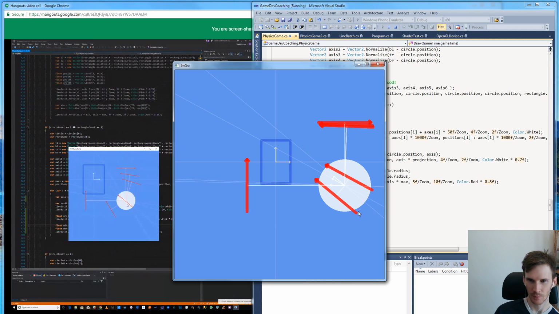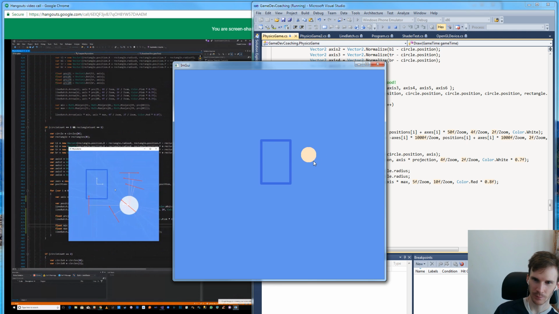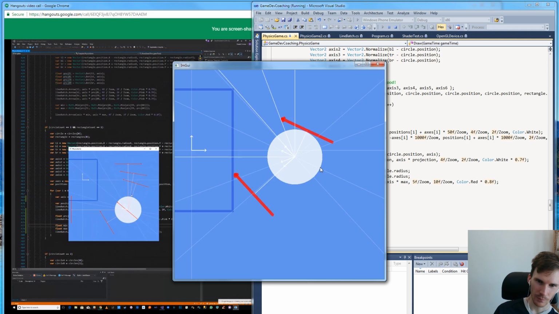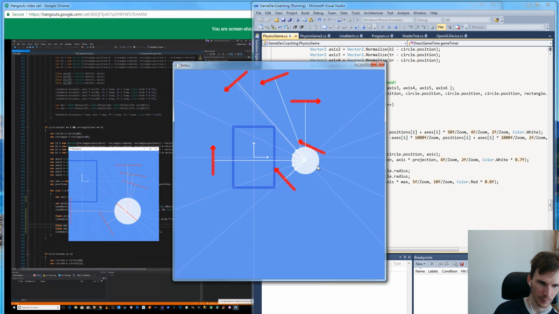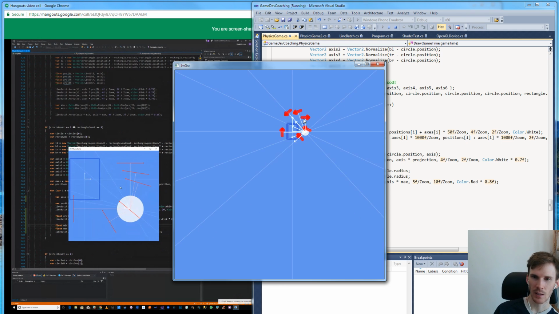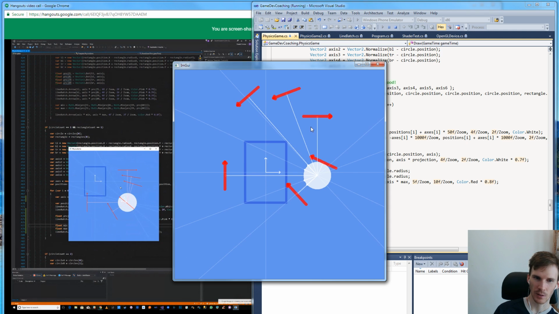Okay, so not quite. It's looking pretty close. Well, I disagree. These are all perpendicular. These don't make any sense. So we're projecting up onto here. So the problem is that we're not accounting for the visualization of the axis itself.